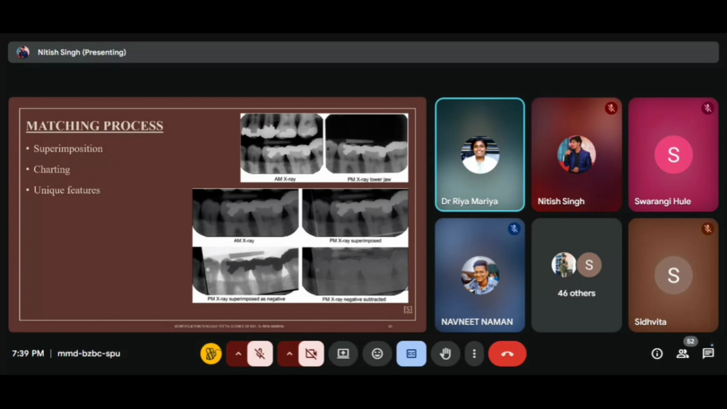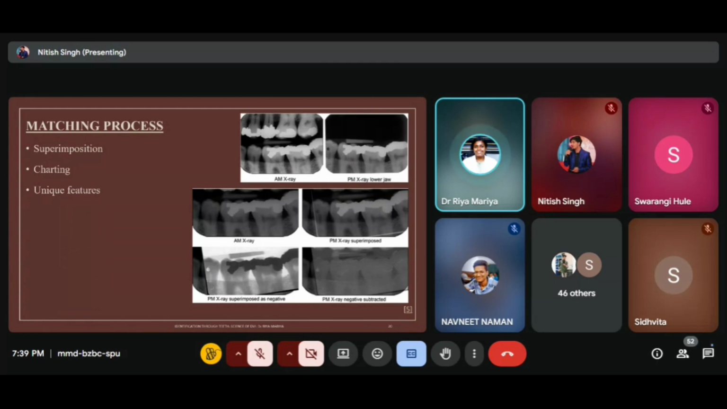Okay. One thing, we can directly match also, but superimposition will be the better thing. So side by side comparison can also be done. The first picture is actually side by side comparison only, but in the third one there is a negative. We need to take the negative of the restoration, because in the radiograph it will be seen as white color, that is radio opaque.